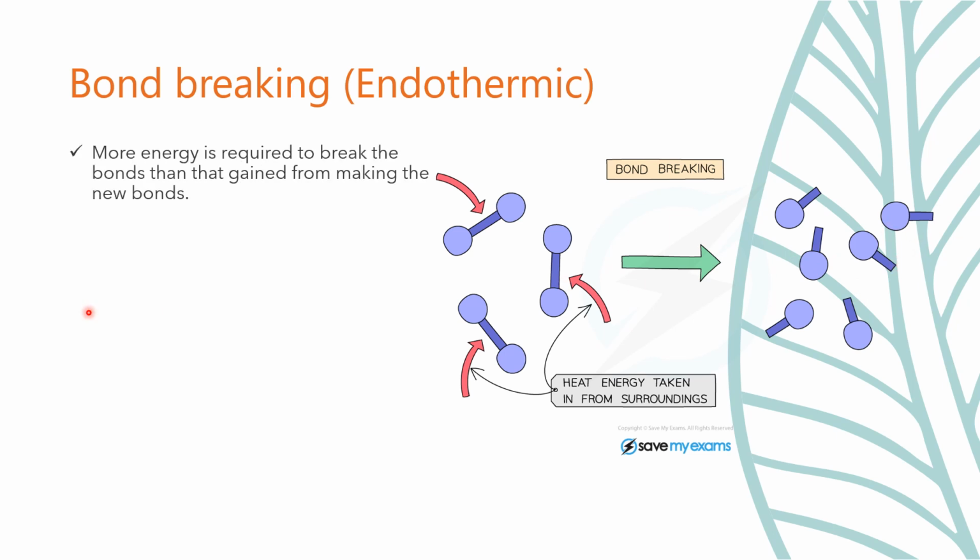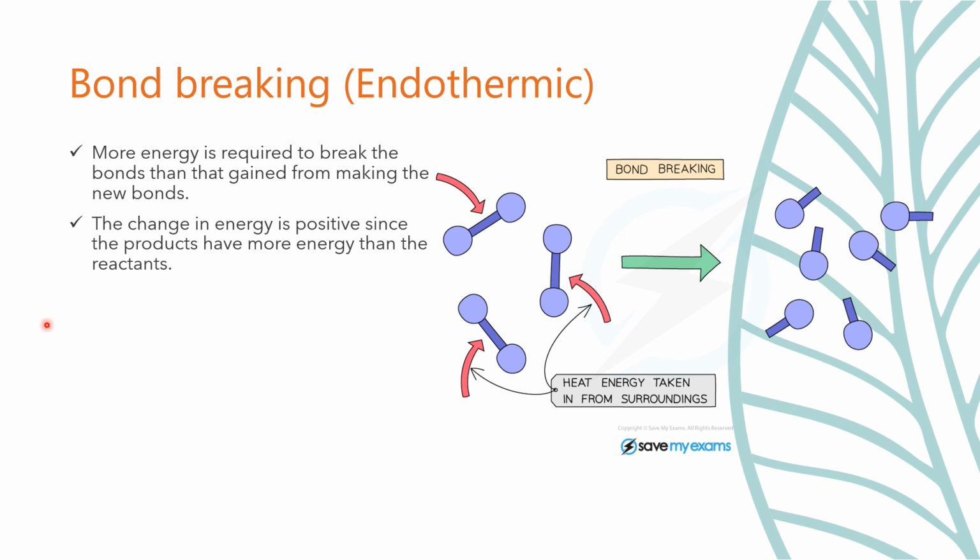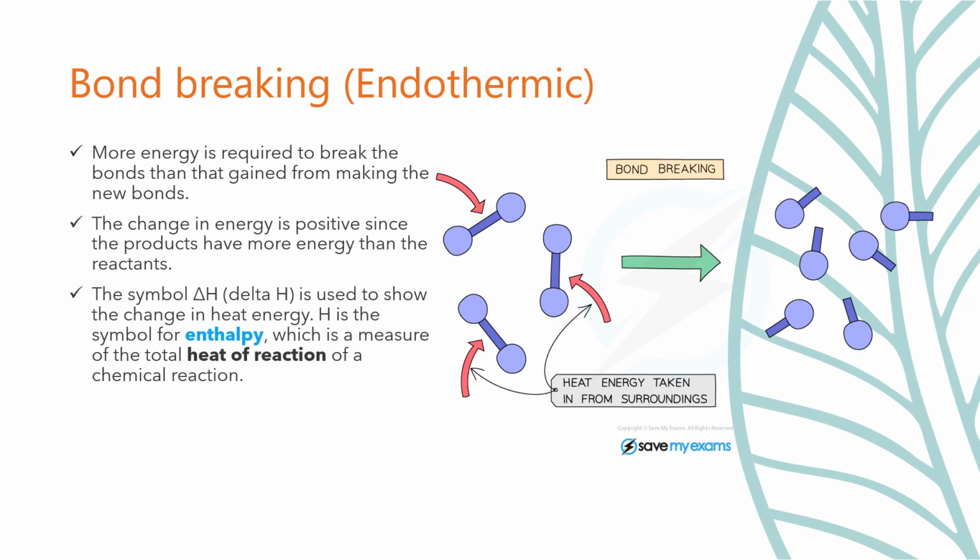Okay, what happens actually is, more energy is required to break the bonds than that gained from making the new bonds. The change in energy is positive since the products have more energy than the reactants. The symbol delta H, ini kita akan jumpa nanti, is used to show the change of heat energy. H means heat energy, delta is the change. H is the symbol for enthalpy, which is a measure of the total heat of reaction of a chemical reaction. Therefore, an endothermic reaction has a positive delta H value. So endothermic reaction, dia punya signage adalah positif.